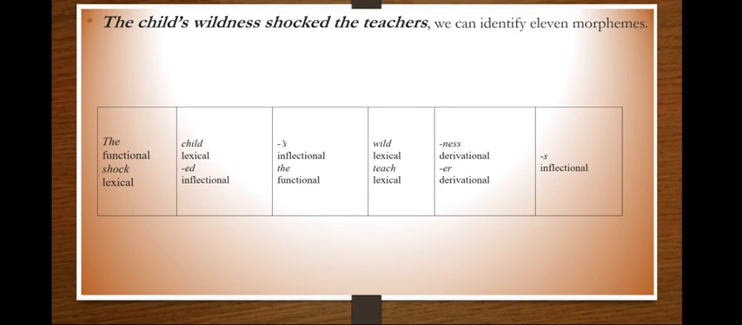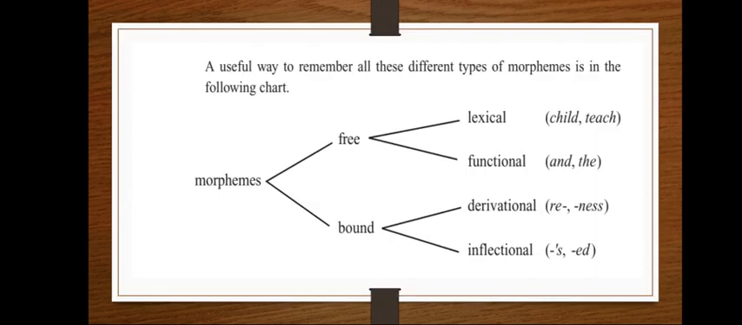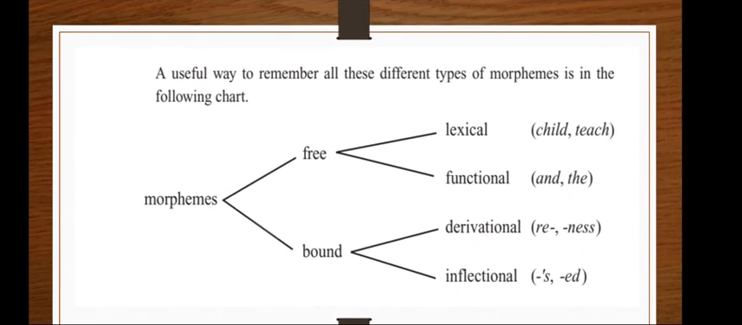Next, this is the overall summary. Now, next slide. A useful way to remember all these different types of morpheme is the following chart. A morpheme can be a free morpheme or it can be a bound morpheme. A free morpheme is then lexical or it is functional.